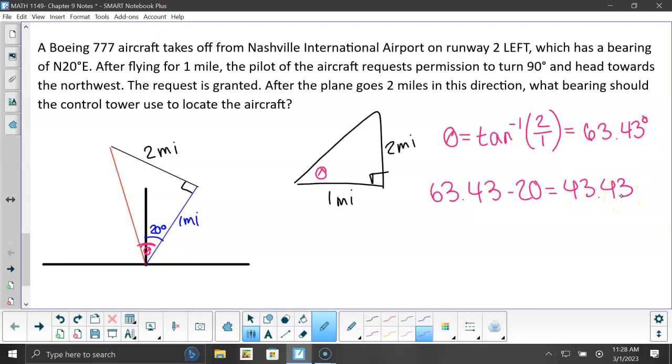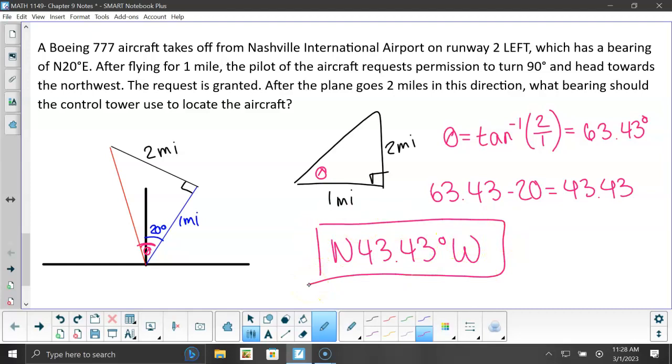So, how would you write that in terms of bearings? Ta-da, we're done. That's it. We'll use them tomorrow.